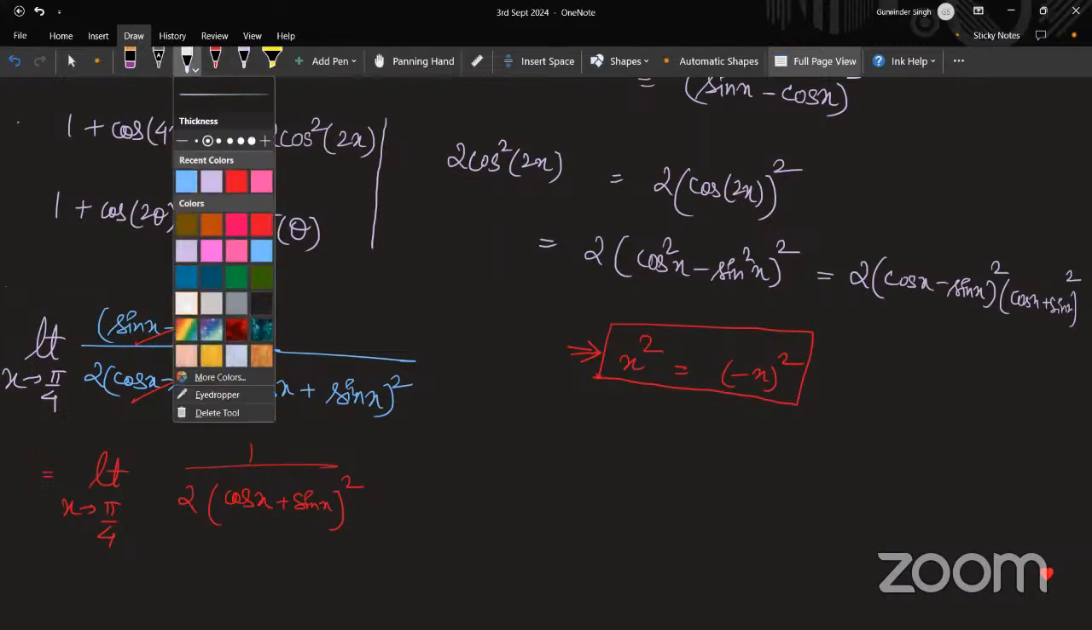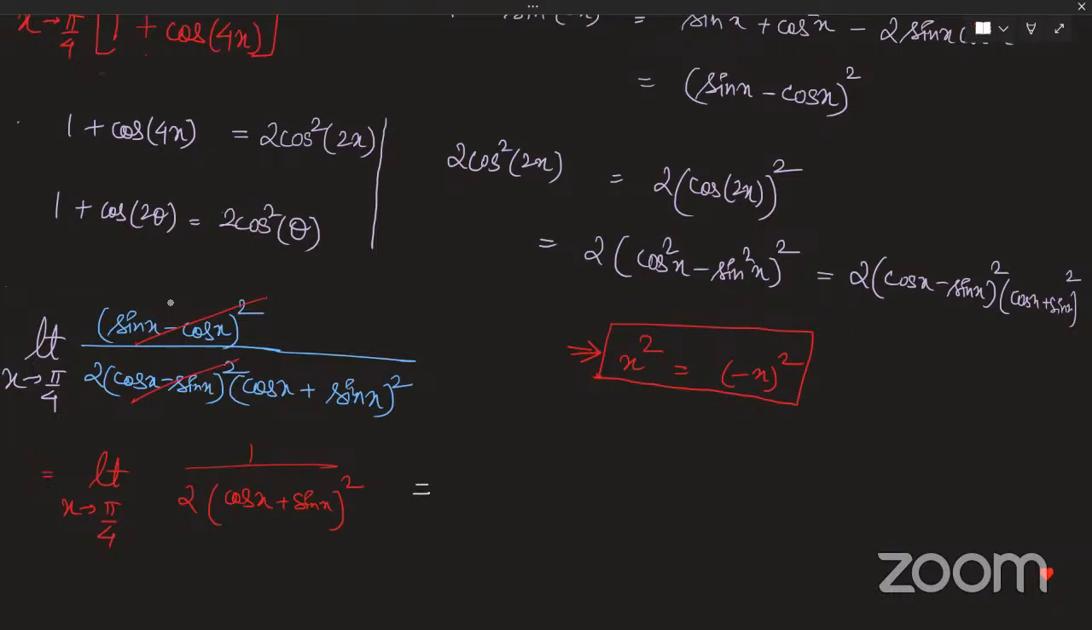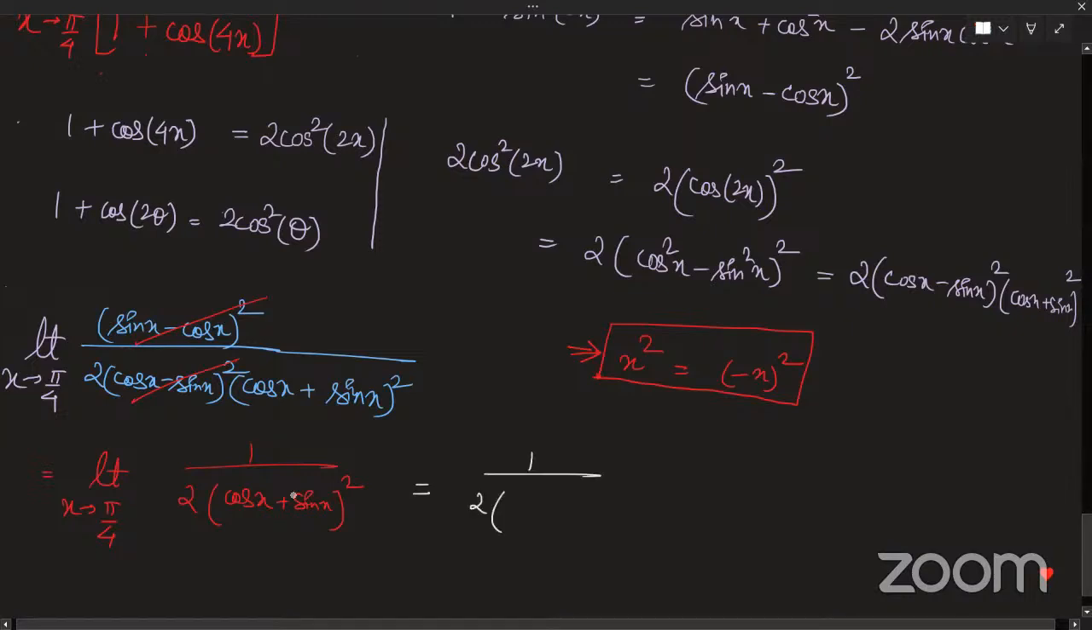Can you evaluate it? 4 cos sin x plus sin cos x, whole square. Why would you do that? You can just input the value directly, no? So it is 1 by 4 into what is cos of pi by 4?